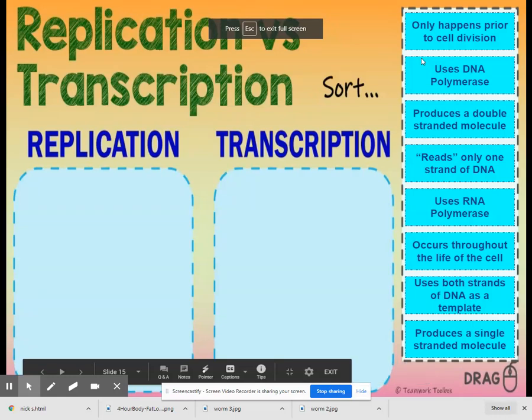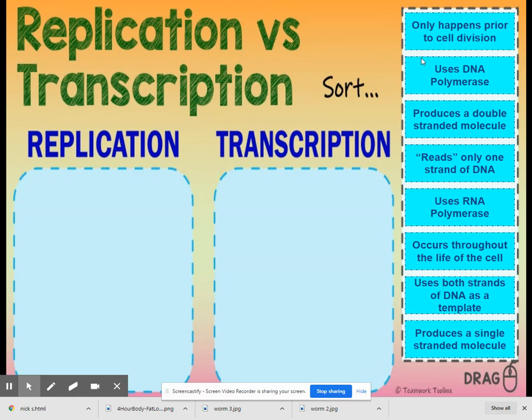Okay, so this video is going to just go through this slide and the next one. This one is comparing replication and transcription because there's a lot of similarities between the two. So let's go through the stack of cards on the right and see which one it belongs to.